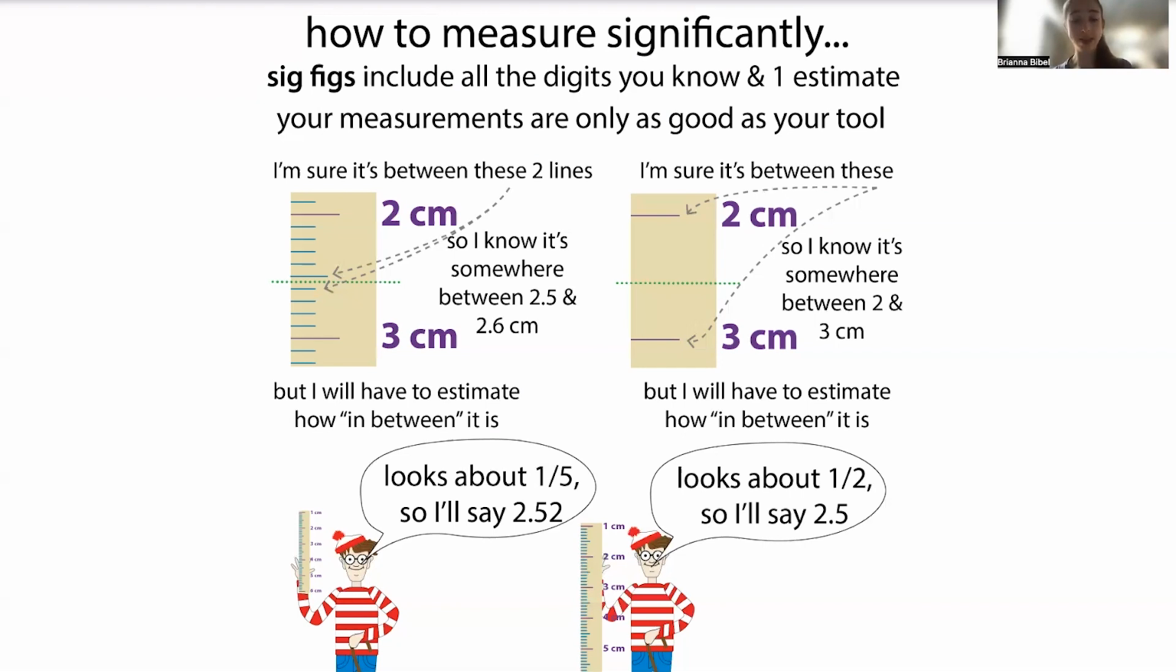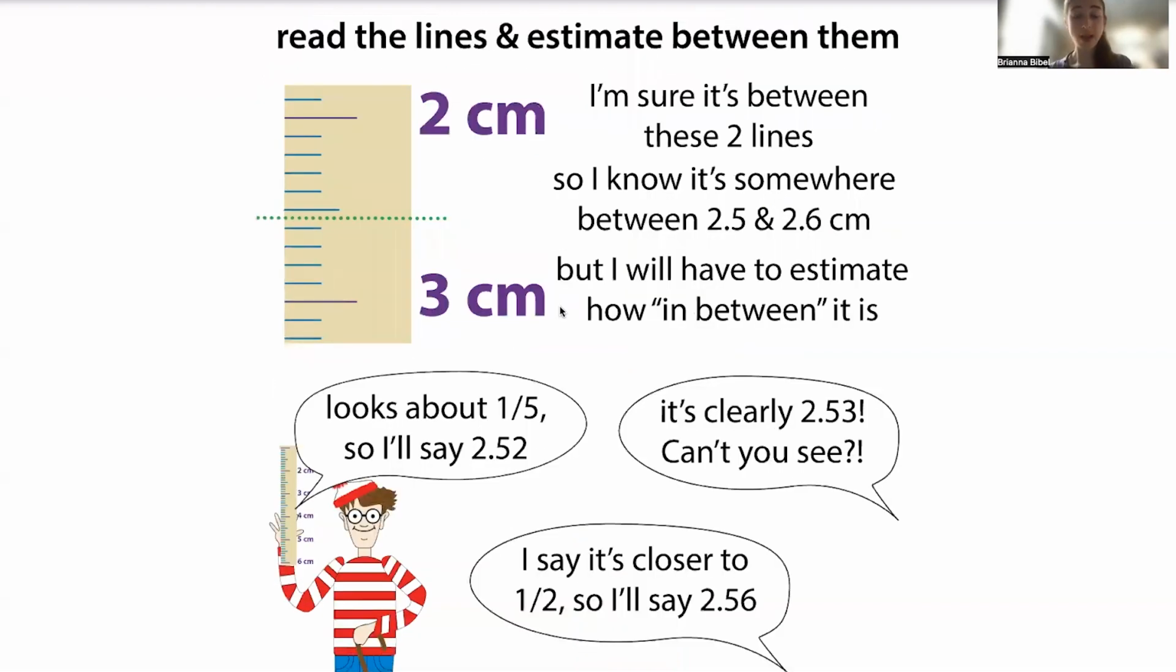But different people might estimate it differently. Someone might say it's 2.52, someone might say it's 2.53, and someone might say it's 2.56. So these people are going to have different values, but these values are going to be in the third decimal place. And so basically you're still getting the 2 and the 5, so you get those two significant figures, and then you get the one that's the estimate. And so here you're still getting three significant figures.